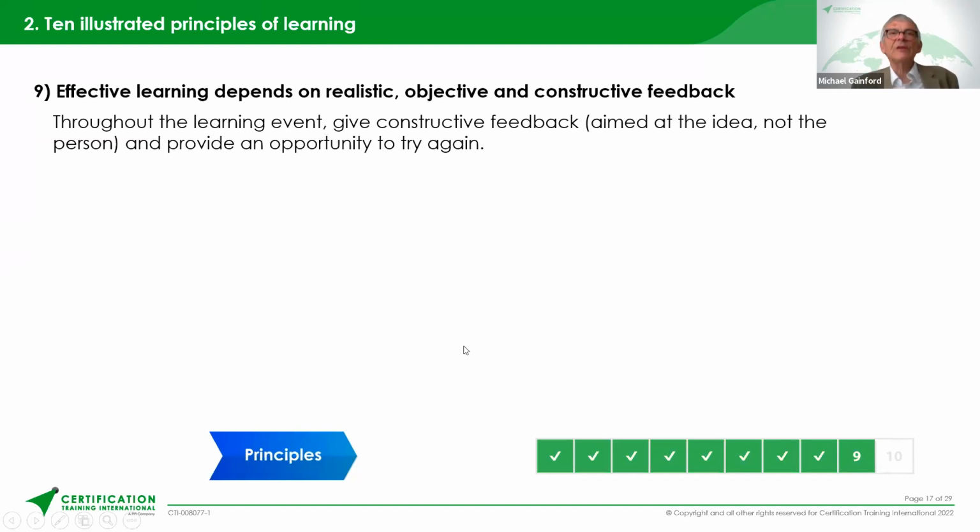Leading me on to number 9, because these two are actually coupled principles. So if you're going to get things wrong, then you need objective, constructive feedback, which is done well. So the feedback must be aimed at the idea, not the person. And we must provide an opportunity to try again.